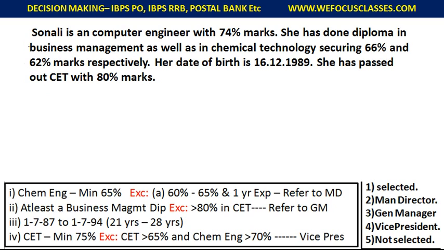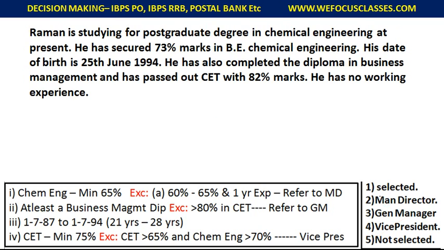Now look at the next problem, friends. Sonali is a computer engineer with 74% of the marks. She has done a diploma in business management as well as in chemical technology, securing 66% and 62% marks respectively. Her date of birth is 1989. She has passed SET with 80% of the marks. The preliminary condition is she has to be a chemical engineer, but she is a computer engineer, so she is directly rejected. So the fifth option is the answer. Now go through the next problem.